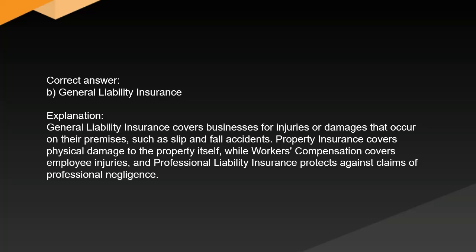Explanation. General liability insurance covers businesses for injuries or damages that occur on their premises, such as slip and fall accidents. Property insurance covers physical damage to the property itself, while workers' compensation covers employee injuries, and professional liability insurance protects against claims of professional negligence.